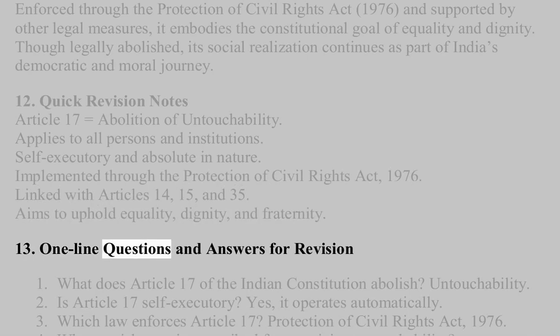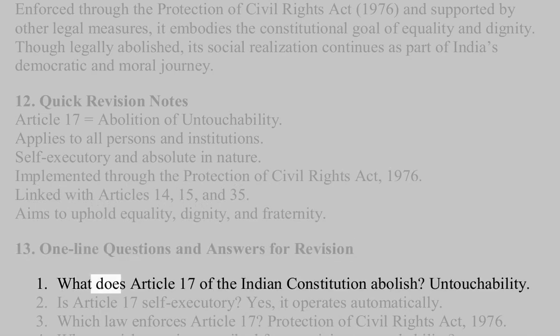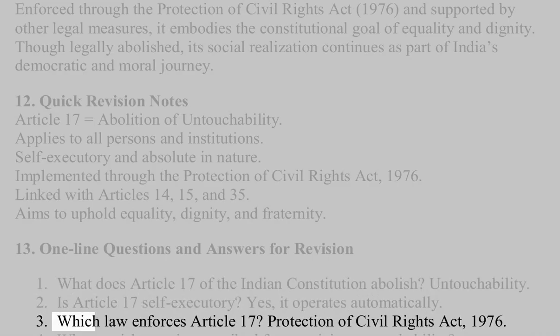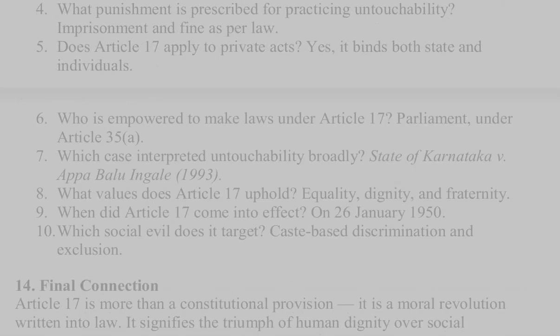13. One-line questions and answers for revision. 1. What does Article 17 of the Indian Constitution abolish? Untouchability. 2. Is Article 17 self-executory? Yes, it operates automatically. 3. Which law enforces Article 17? Protection of Civil Rights Act, 1976. 4. What punishment is prescribed for practicing untouchability? Imprisonment and fine as per law.